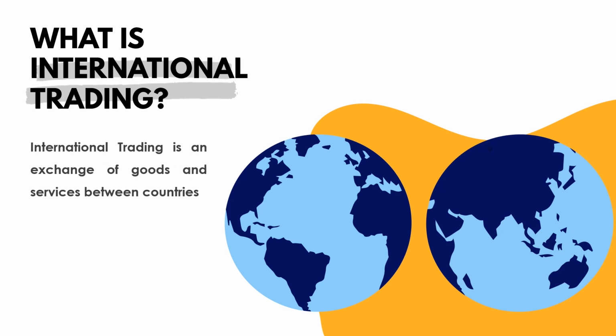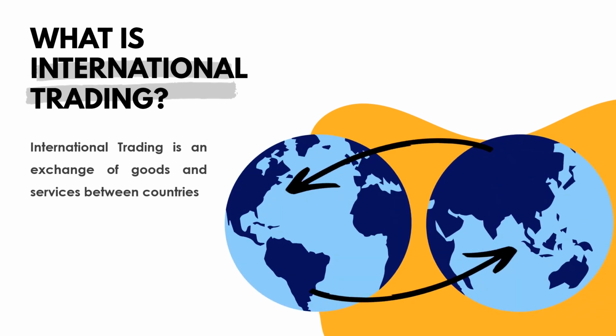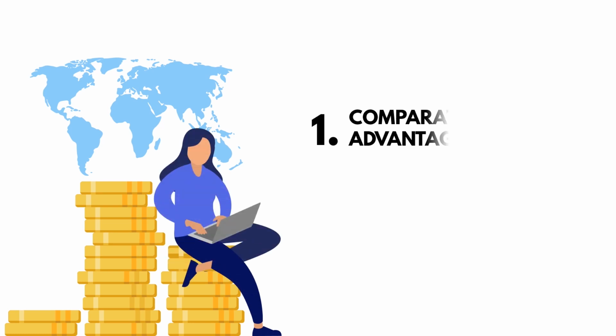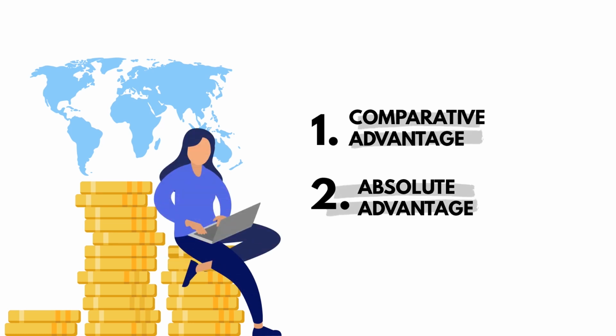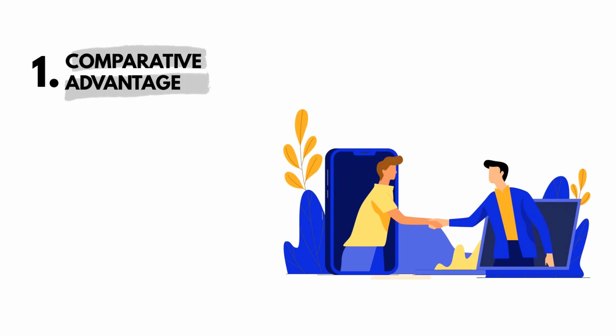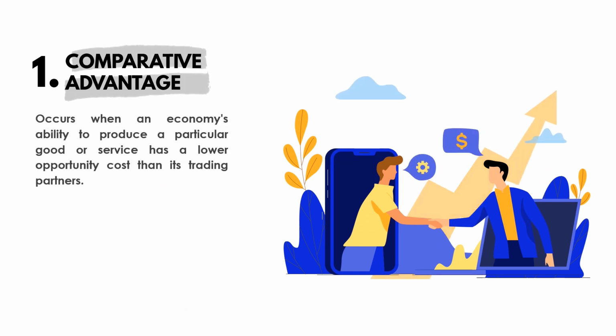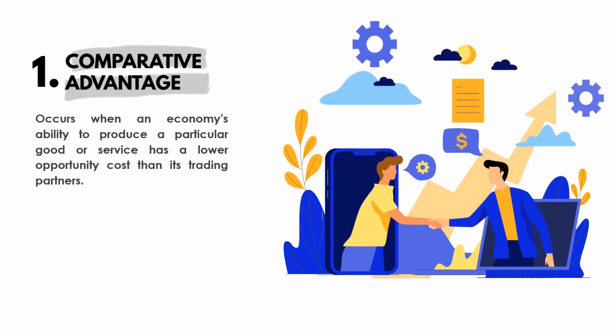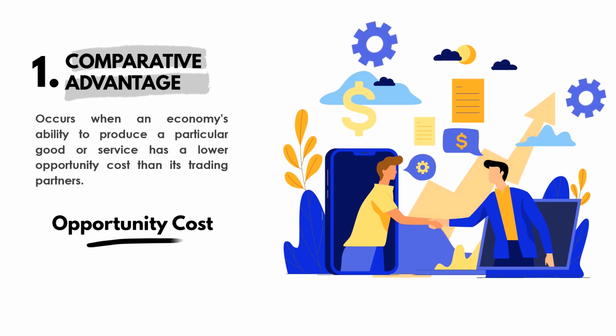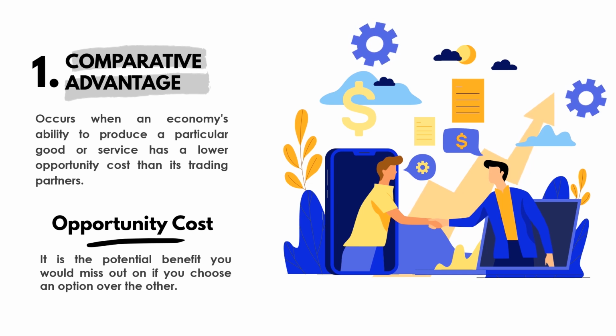What is international trading then? It is the exchange of goods and services between countries. There are two concepts that exist in international trade: comparative advantage and absolute advantage. Comparative advantage occurs when an economy's ability to produce a particular good or service has a lower opportunity cost than its trading partners. What is the opportunity cost? It is the potential benefit you would miss out on if you choose an option over the other.